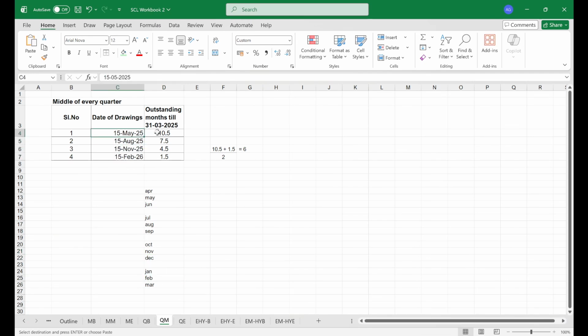So from 15th of May, how many months are left till end of March? 10.5 months. And from 15th of February, how many months are left? 1.5. Therefore 10.5 plus 1.5 by 2, you will get 12. 12 by 2 is average period 6. Next, end of every quarter. So 30th June, 30th September, 31st December, 31st March. 9 plus 0 by 2, 4.5.